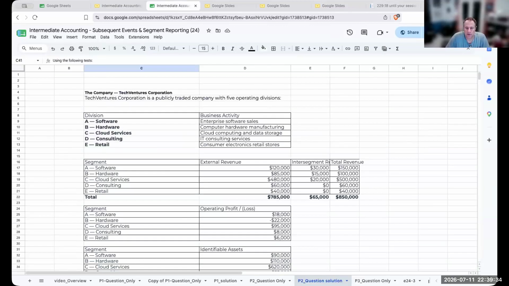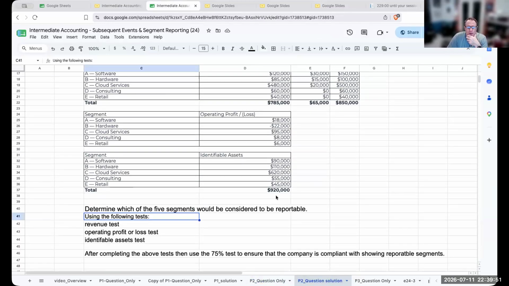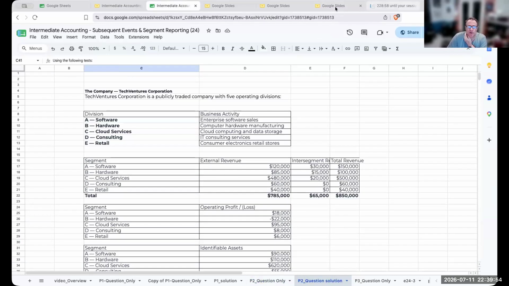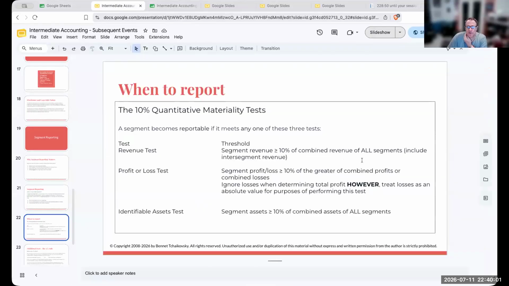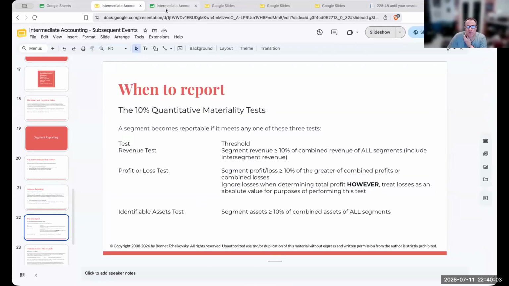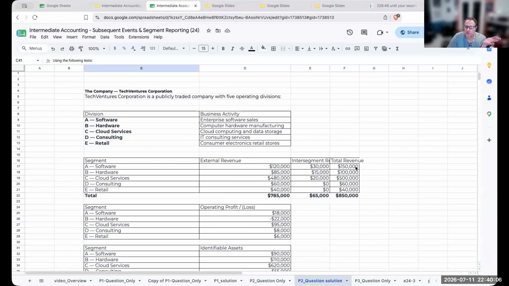So let's take a look at our question over here. We have Tech Ventures Corporation, and we have five separate departments: software, hardware, cloud services, consulting, and retail. Going back to our test, we're going to include intersegment revenue, which would normally be eliminated upon consolidation. But we're including that here.